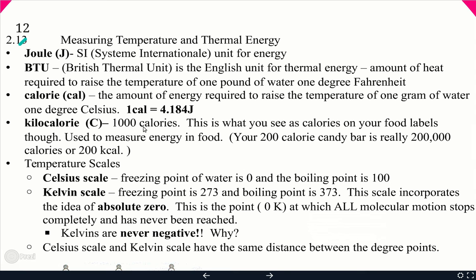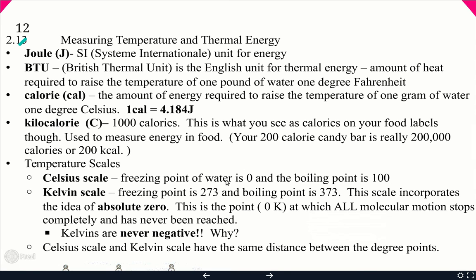It's 1,000 calories. Capital C or little c, very important. Okay, temperature scales. The Celsius scale we'll be using in science all the time. The freezing point of water is 0 and the boiling point is 100. You should have been familiar with this already. On the Kelvin scale, the freezing point is 273 or 273.15 and the boiling point is 373 or 373.15.